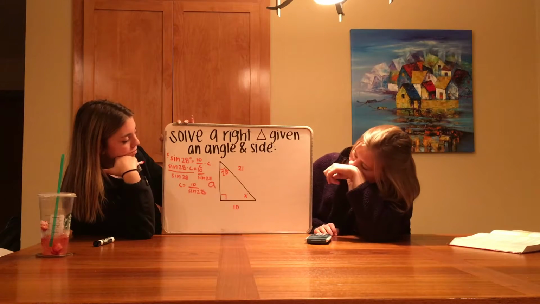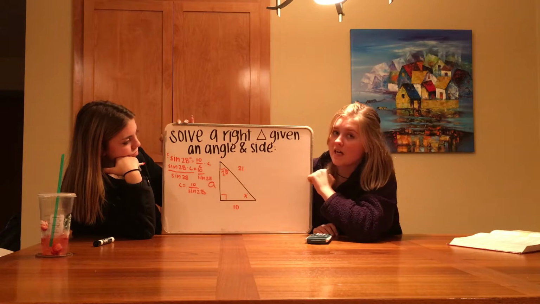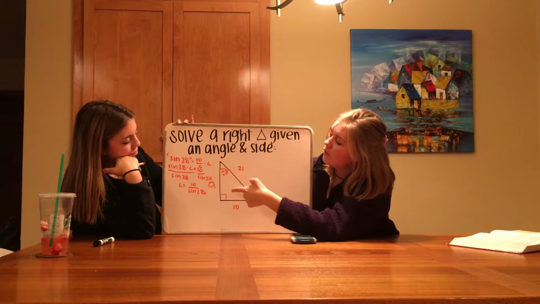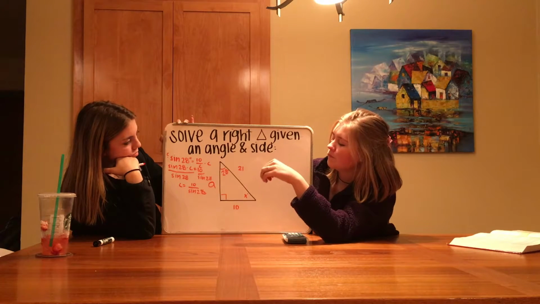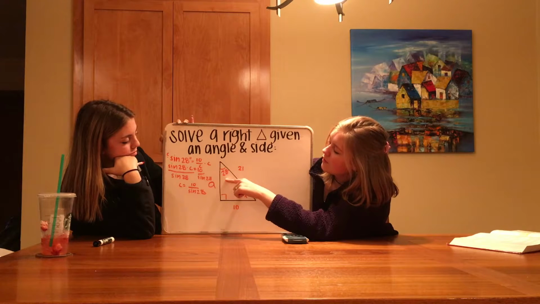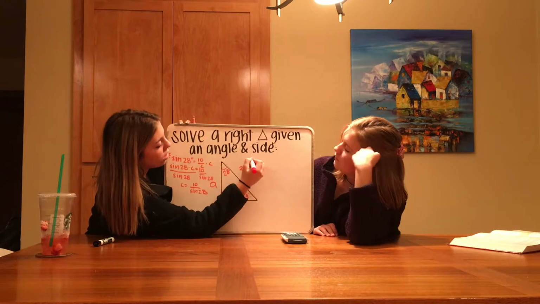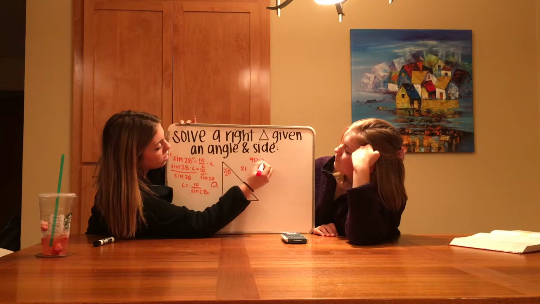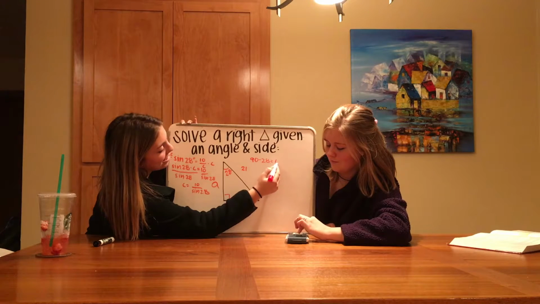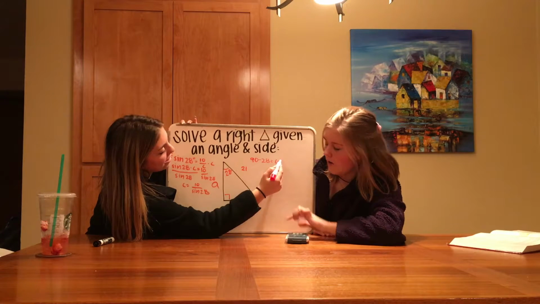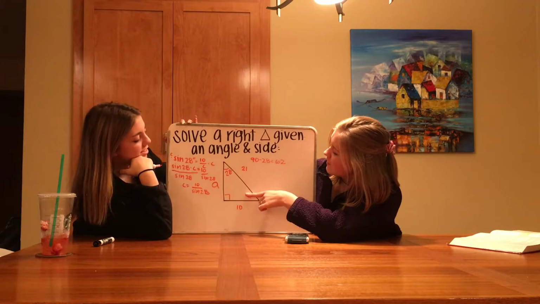Well, X we can find because all three angles of a triangle must add up to 180 degrees. Since it's a right triangle, there's already 90 degrees. So 180 minus 90 is 90. So you know that these two angles have to add up to 90. So we do 90 minus our given angle, 90 minus 28. That equals 62. So we know that X over here is 62.